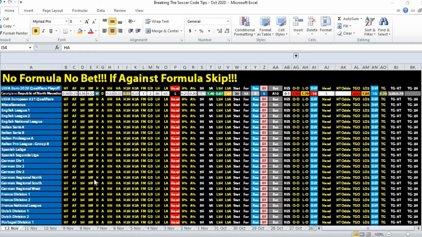So today is the 12th of November 2020. Let's take a look at the first tip of the night. For the first tip of the night, we are looking at the UEFA Euro 2020 qualifiers playoff match between Georgia versus Republic of North Macedonia.